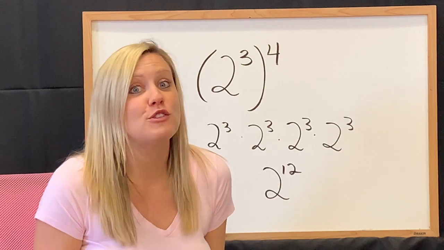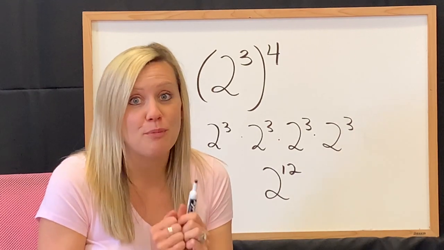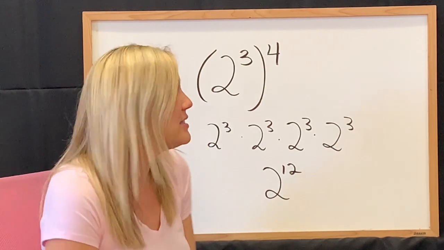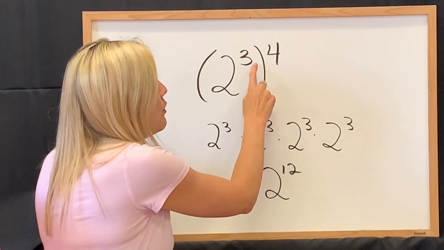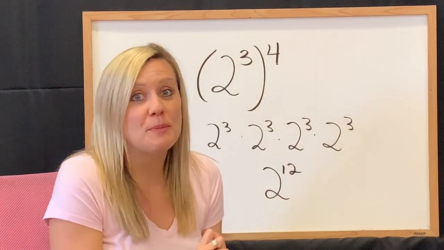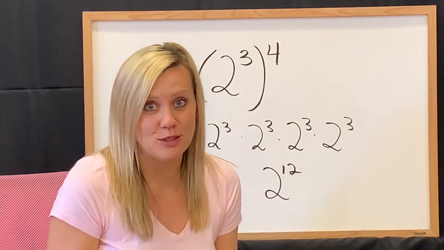Don't get this confused with the product rule, okay? The product rule, you add the exponents. And the power rule, when we have a power raised to another power, that's when you get to multiply.